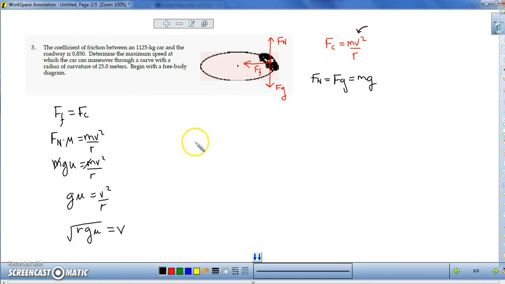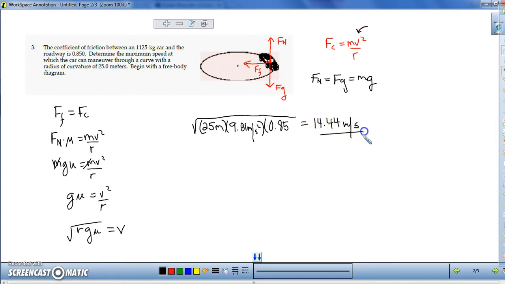can get the velocity. So, with that said, we get the velocity by taking the square root of those three things. So the radius of curvature is 25 meters, pretty big curve. The acceleration due to gravity is, well, 9.81. And then mu we have is 0.85, like that. And here we go. 25 times 9.81 times 0.85, square root of the answer, 14.44 meters per second. And there you have it.